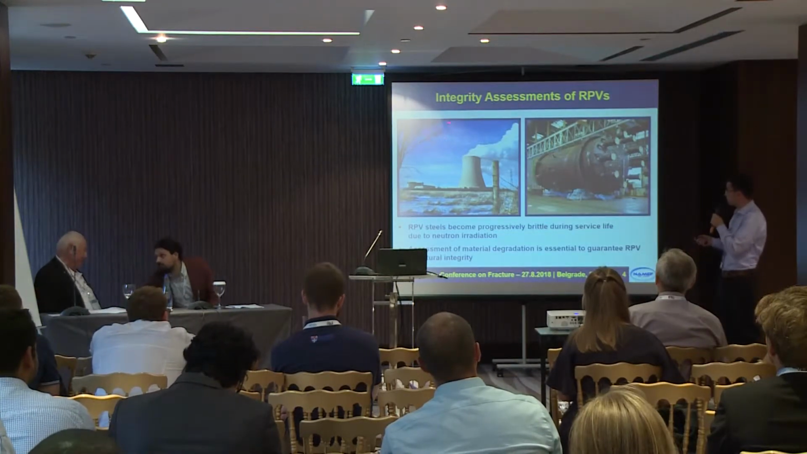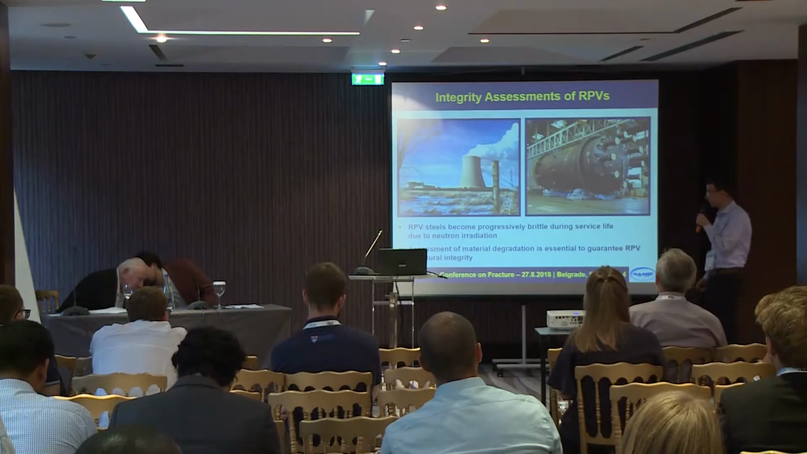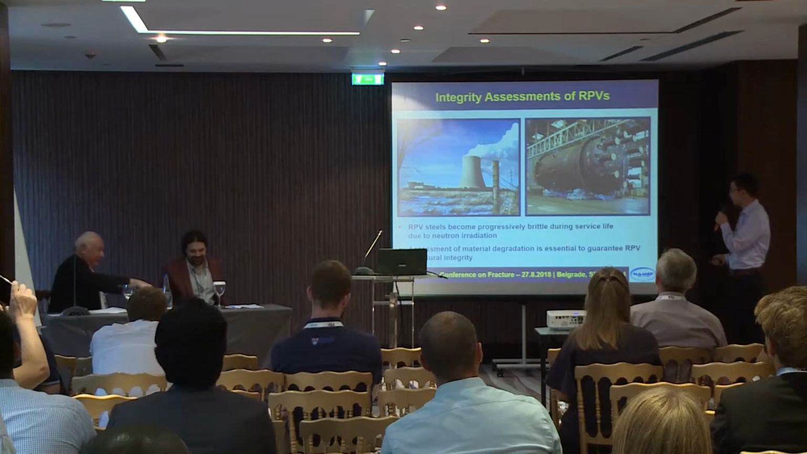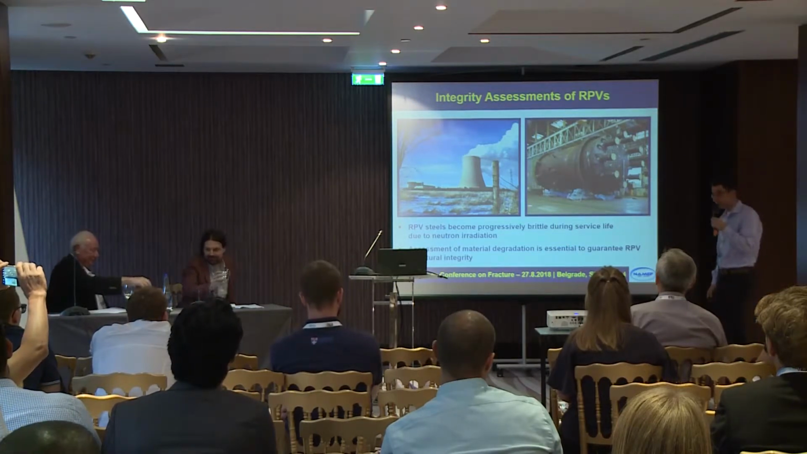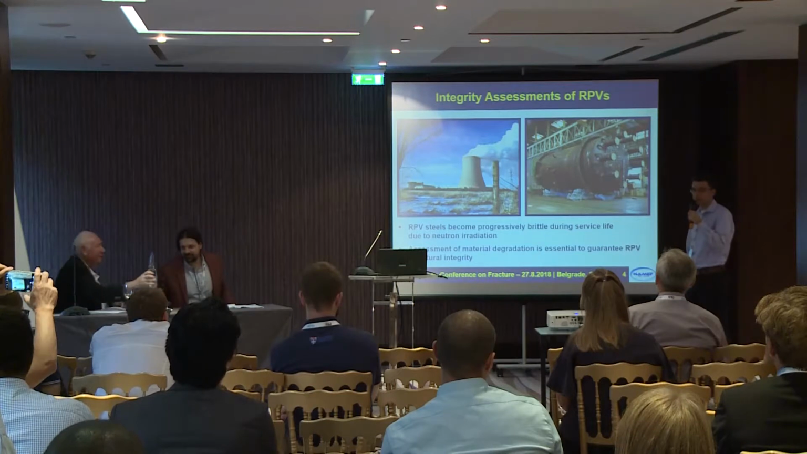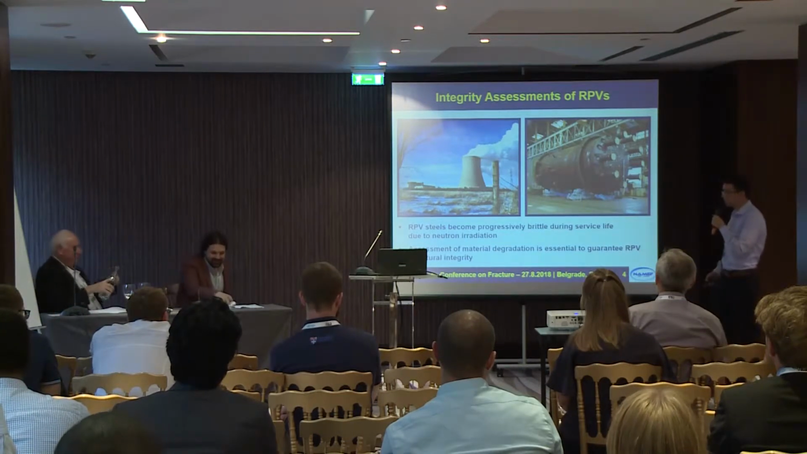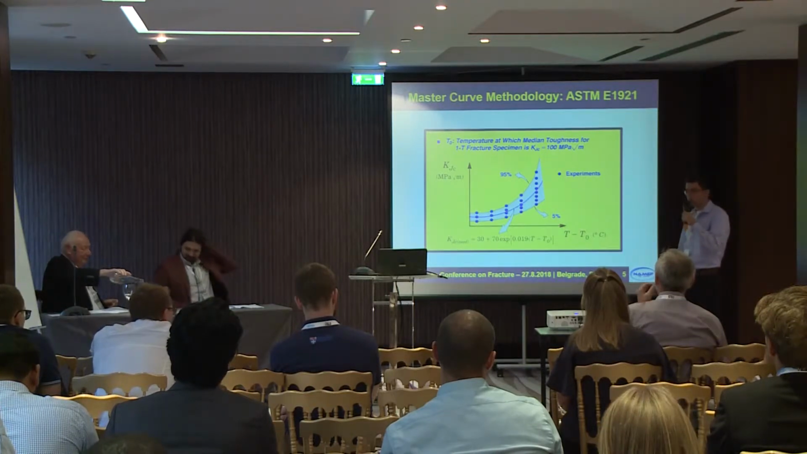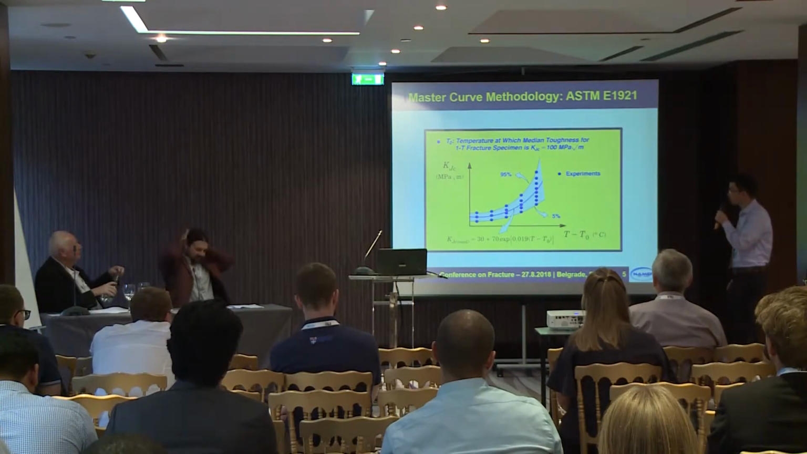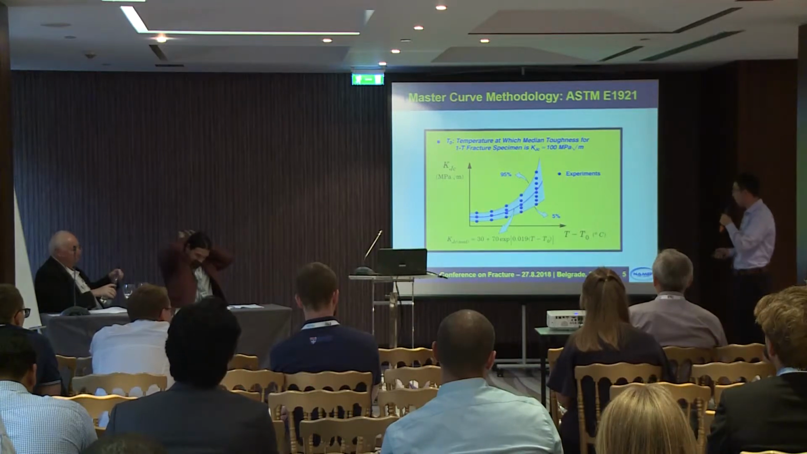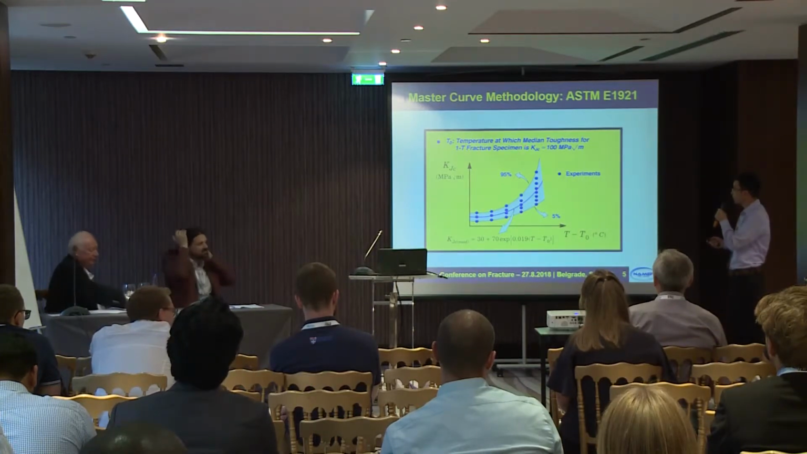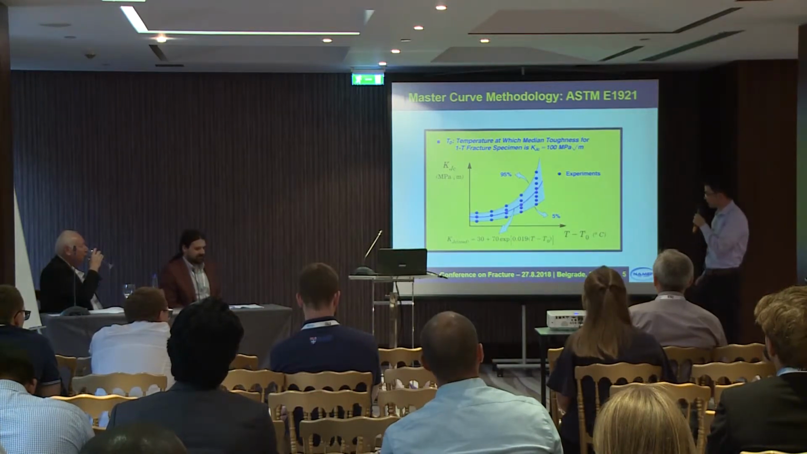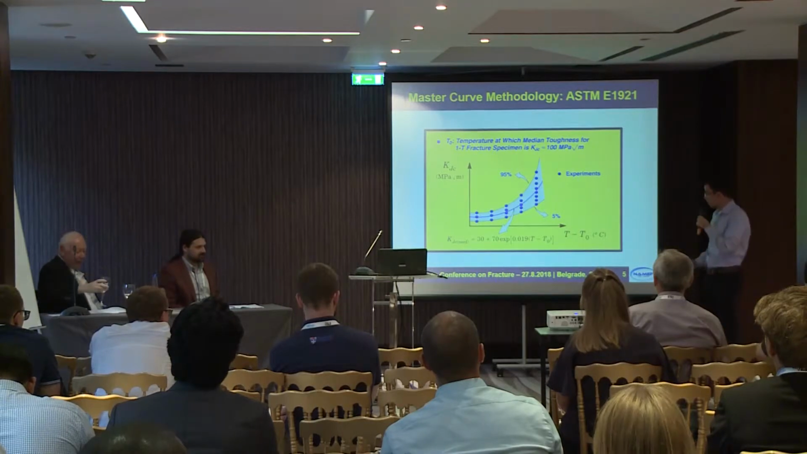In the context of integrity assessments of reactor pressure vessels, it is known that RPV steels become progressively brittle during service life due to neutron irradiation. So the assessment of material degradation is essential to guarantee RPV structural integrity. One of the most rational procedures to evaluate material degradation is based on master curve methodology, which provides a reference temperature and correlates the median fracture toughness with the temperature in the ductile to brittle transition region.